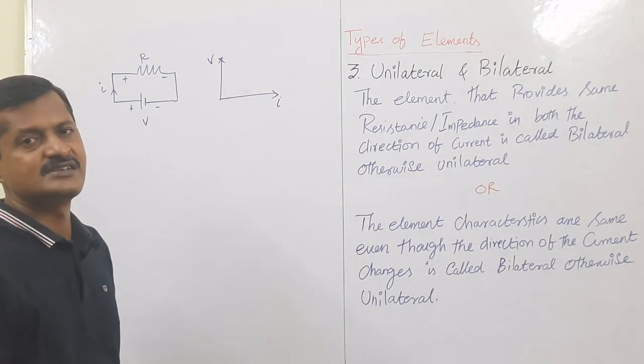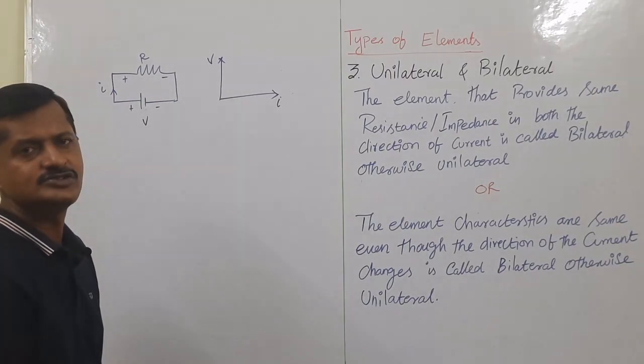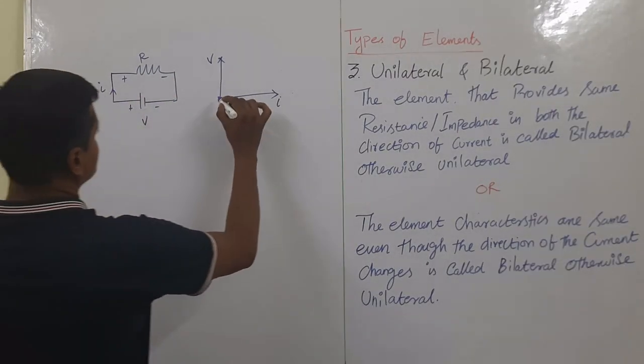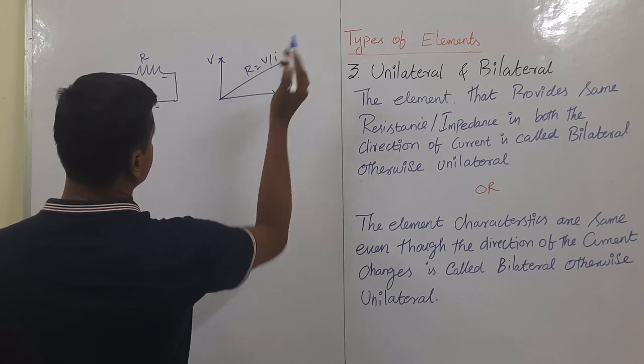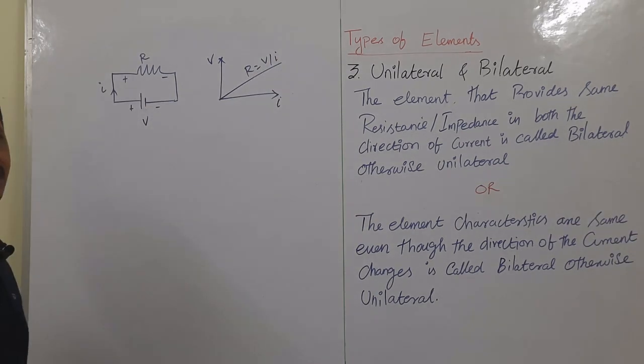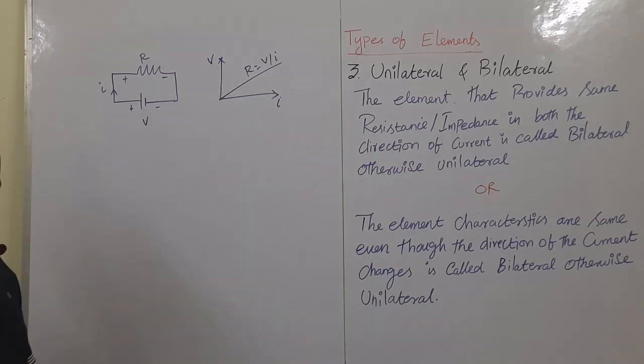First, the resistor is a linear device. So the output is with respect to the ratio of voltage and current. So this is linear, R equal to V by I. This is the characteristics of a resistor.